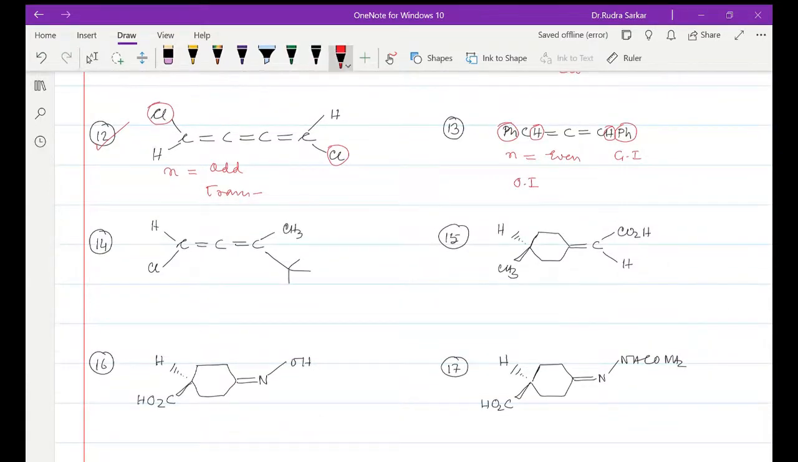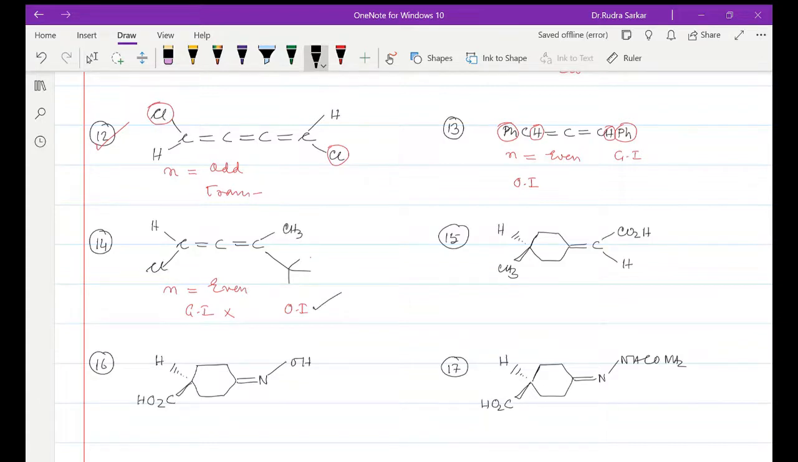Again, we can see over here in an allene system, n over here is even. So obviously GI is not going to be possible over here. In the other system over here given as 15, OI is possible, because CH3 is not equal to tertiary butyl group, and hydrogen is not equal to chlorine. So OI should be possible over here for sure.